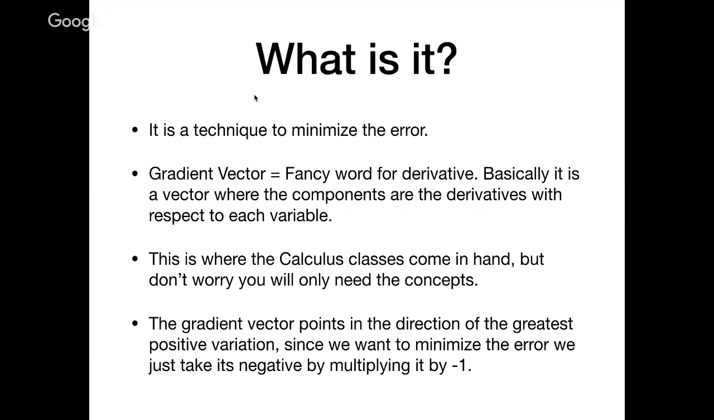So you know that the derivative is the rate of change. Simply like that. That's all you need. Keep that in mind and you'll be fine. So the gradient vector is something that points to the direction of the greatest positive variation. Since we're trying to minimize, we go in the opposite direction, just multiply by -1, and we get the gradient that we're trying to minimize.